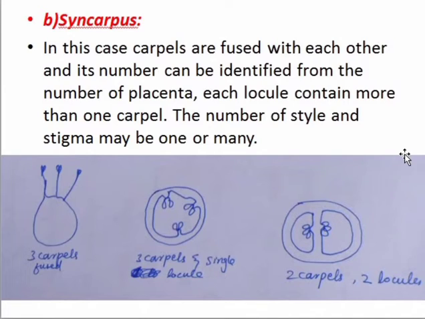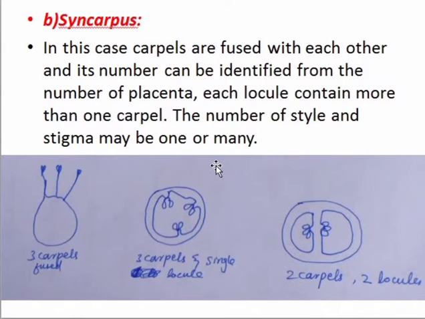Now syncarpous. What is syncarpous? In this case, carpels are fused with each other and their number can be identified from the number of placenta. Now, how many carpels are there? We can identify them from the number of placenta present in the fruit later on. If the fruit is fully mature, we can calculate the number of carpels from the placenta or even from the seeds in the placenta.